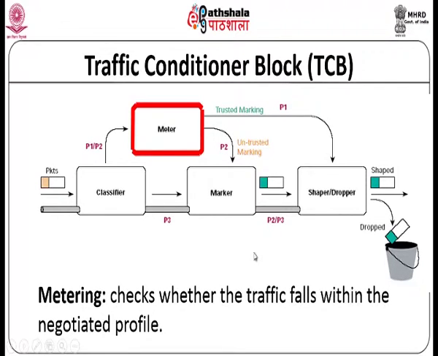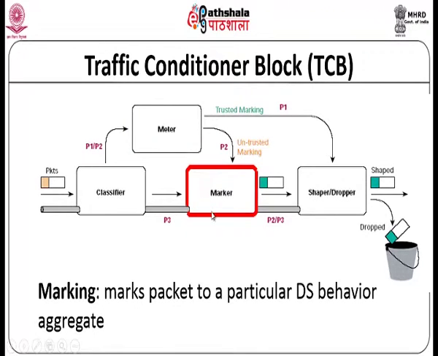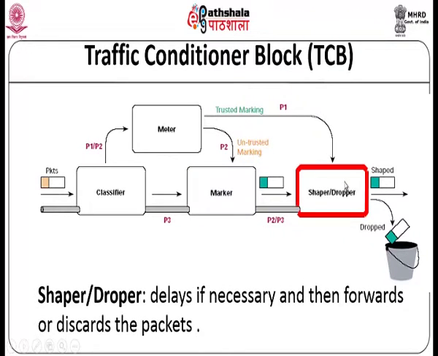So this comes over here, and both P2 and P3. P3 can be treated as, for instance, best effort service, or something which does not come under this category which needs to be metered. So this P3 along with P2 is marked separately and sent out to a shaper or a dropper. You have this marker, which marks the packet to a particular DS behavior aggregate. This behavior aggregate is specified by the differentiated services code point. Then it goes to the shaper or dropper, which will either delay it if necessary, or forward it, or drop the packet.